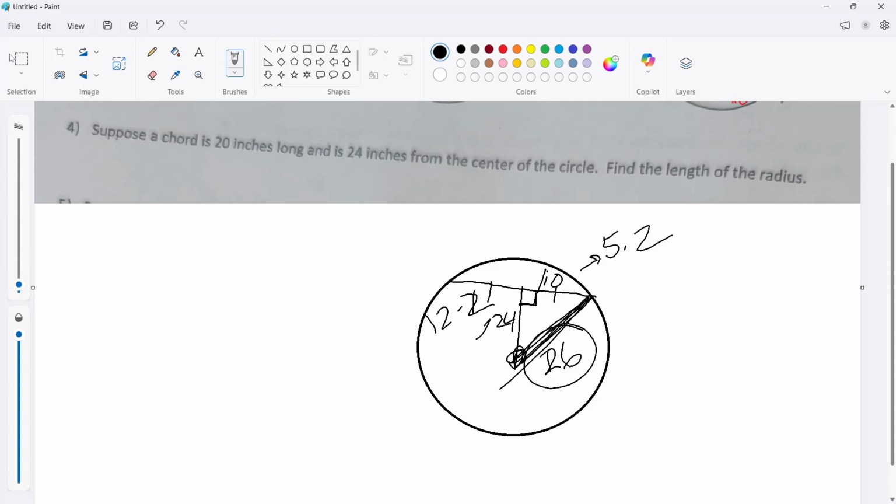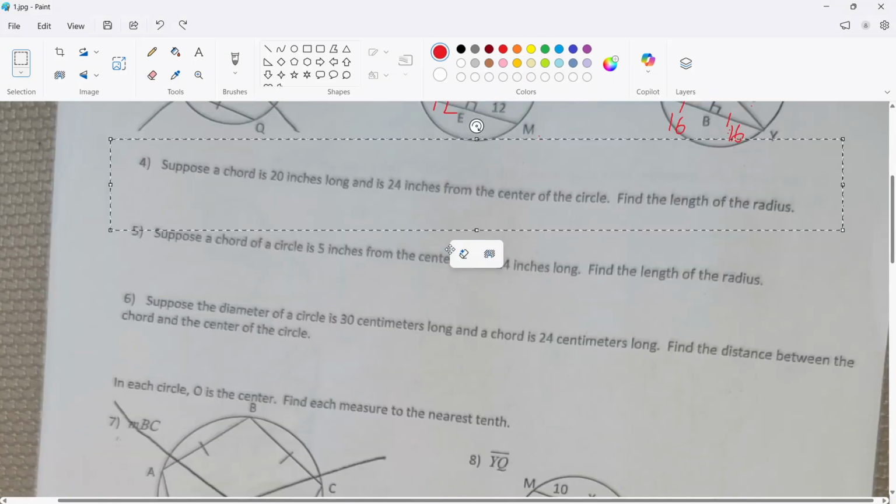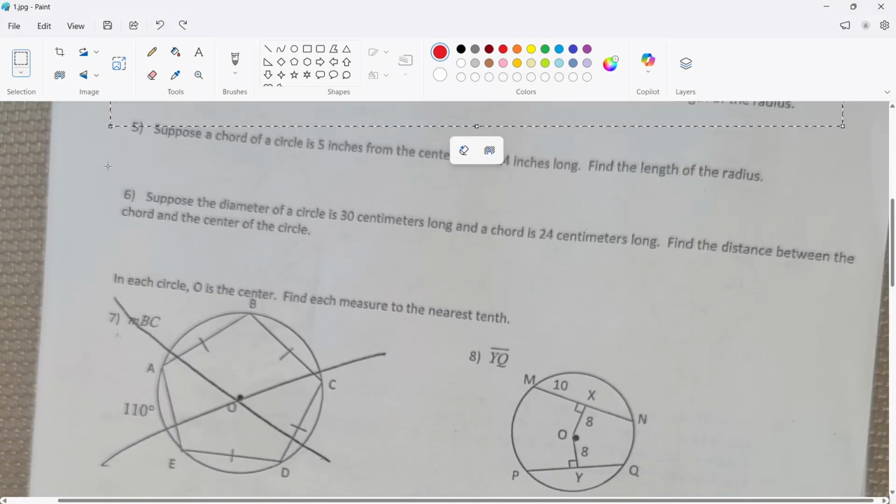All right, let me get this ready for a new question. I'm only going to do a couple more here. I'll do number 6.